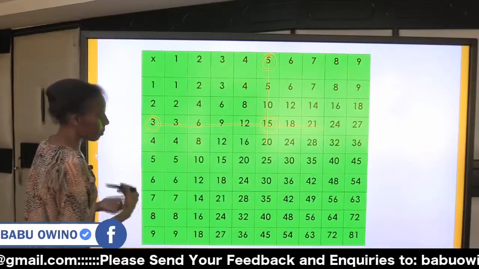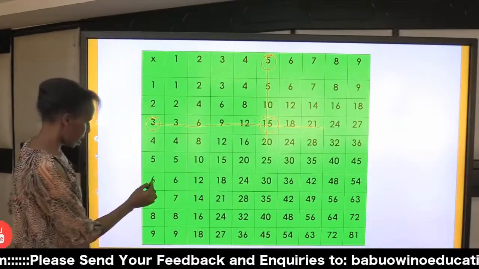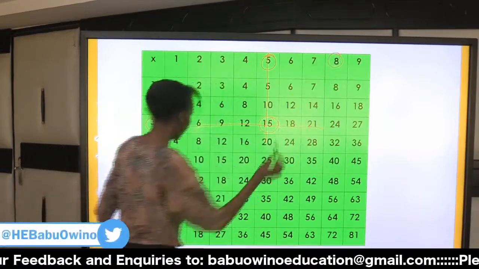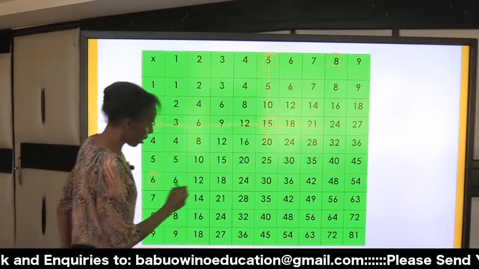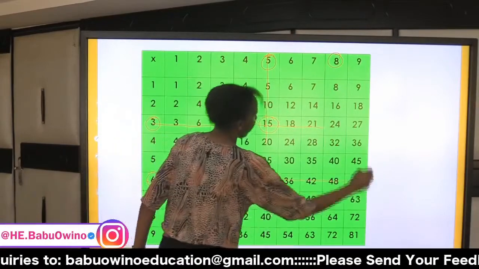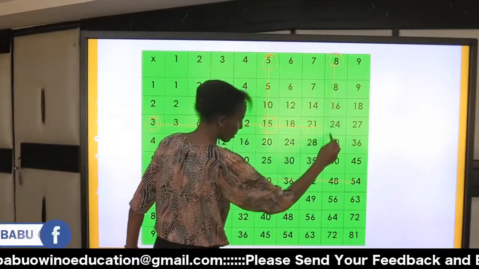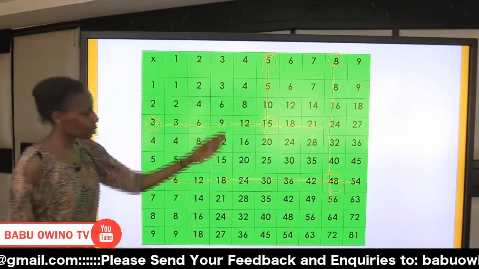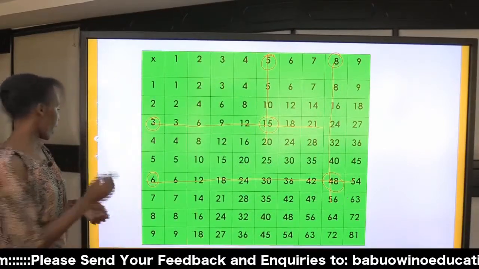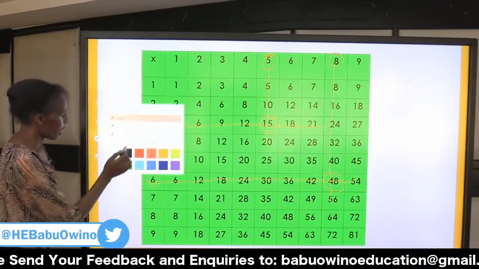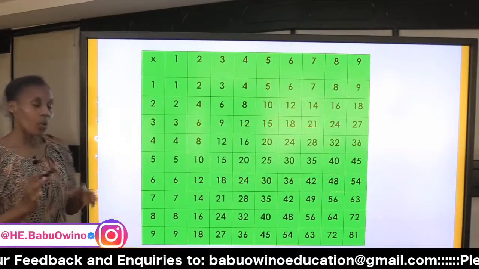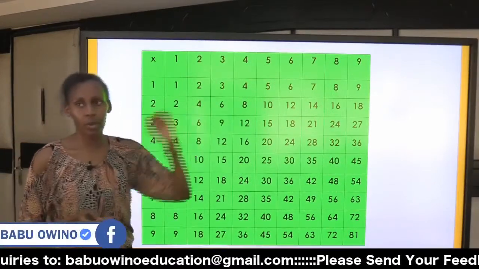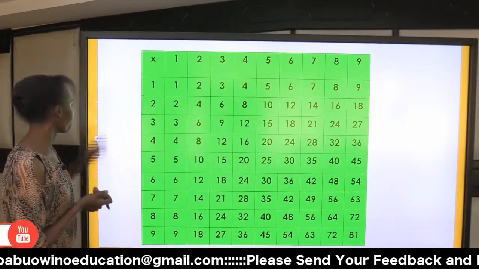If, for example, I'm multiplying 6 by 8, I'll just circle 6 here and I circle 8 here. So I'm going to move along with 6 and again downwards here, and at this point where we have 48, where the 2 lines have met, then I get my answer. Okay, so we are going to look at squares of different numbers using our multiplication table.